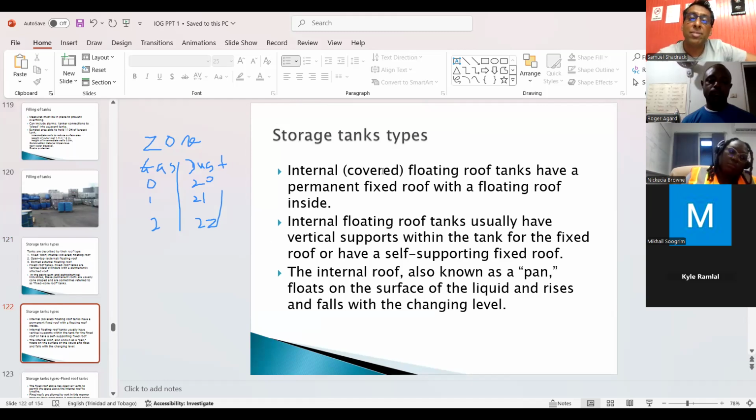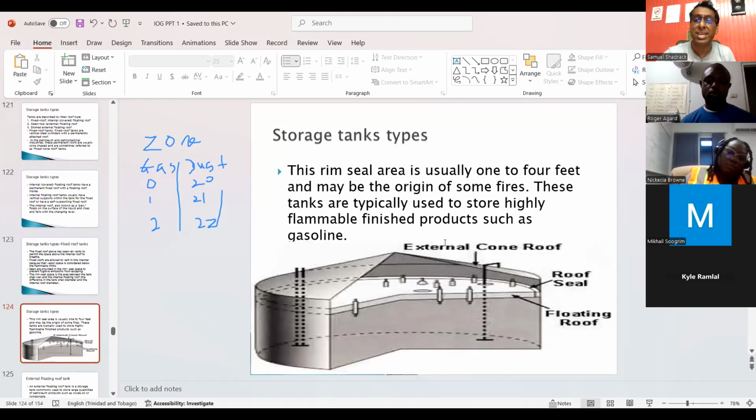Internal covered floating roof tanks have a permanent fixed roof with a floating roof inside. Internal floating roof tanks usually have vertical supports. I could show you a picture of this, or draw one for you. This is an internal floating roof tank. For those looking at it for the first time, because we covered a bit of this in process safety as well, the tank has 2 roofs. It's not just one. You have a fixed roof here, and you have something floating on the level of the fuel. So it has 2 roofs.